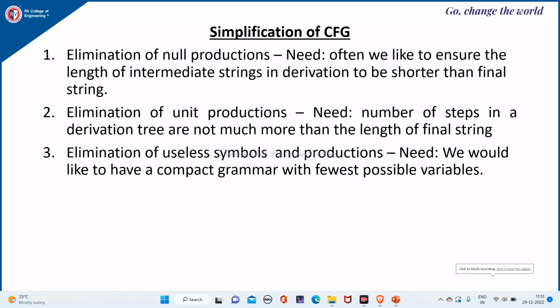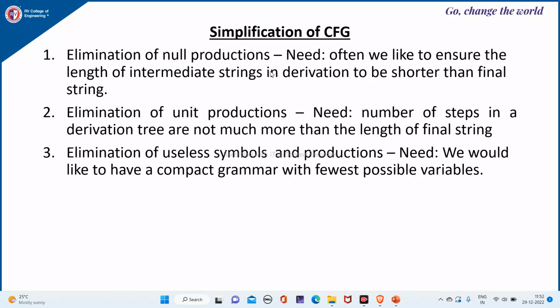Simplification of CFG. Simplification of CFG consists of elimination of null production, elimination of unit productions, and the elimination of useless symbols and productions. So first one, elimination of null production is needed to ensure that the length of the intermediate strings in the derivation to be shorter than the final string.